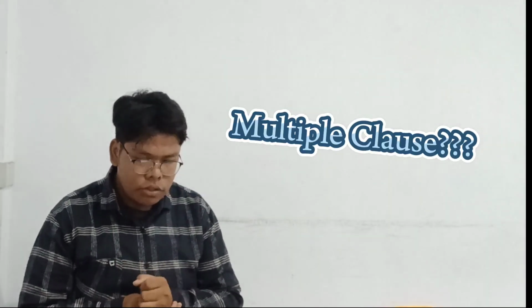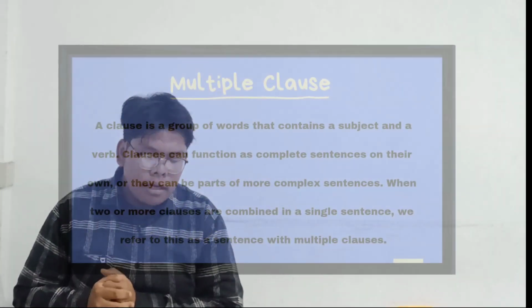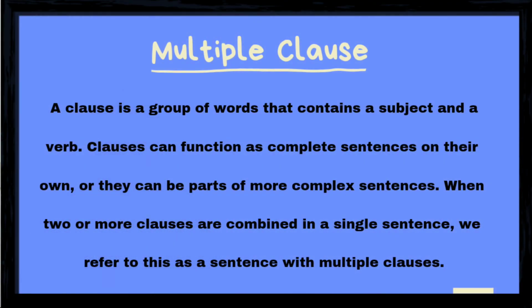The first is what is a multiple clause. So guys, a clause is a group of words that contains a subject and a verb. A clause can function as a complete sentence on its own, or it can be part of a more complex sentence. When two or more clauses are combined in a single sentence, we refer to it as a multiple clause sentence. Okay, that's all for multiple clause. So we move to the next material.